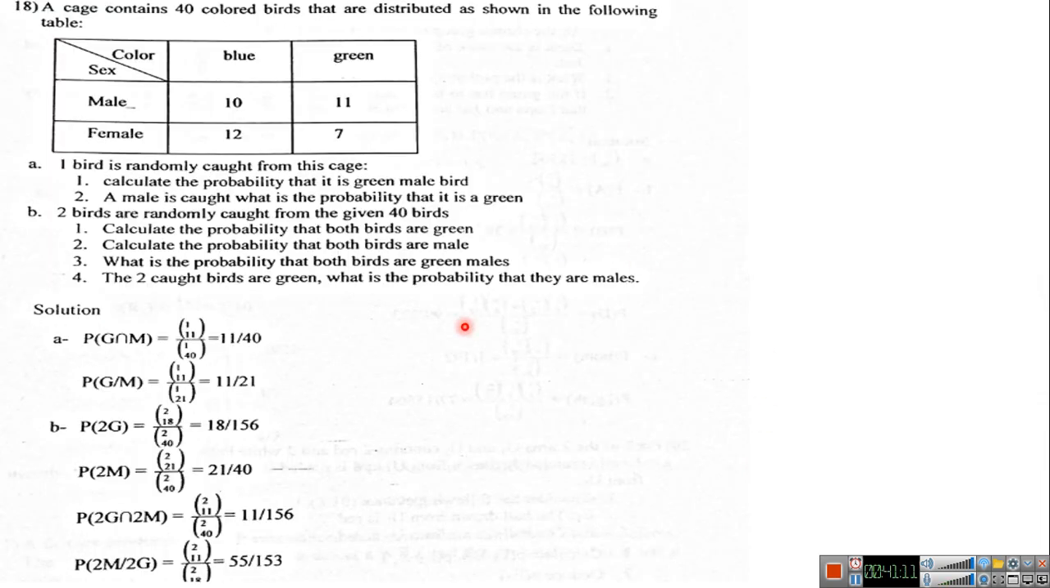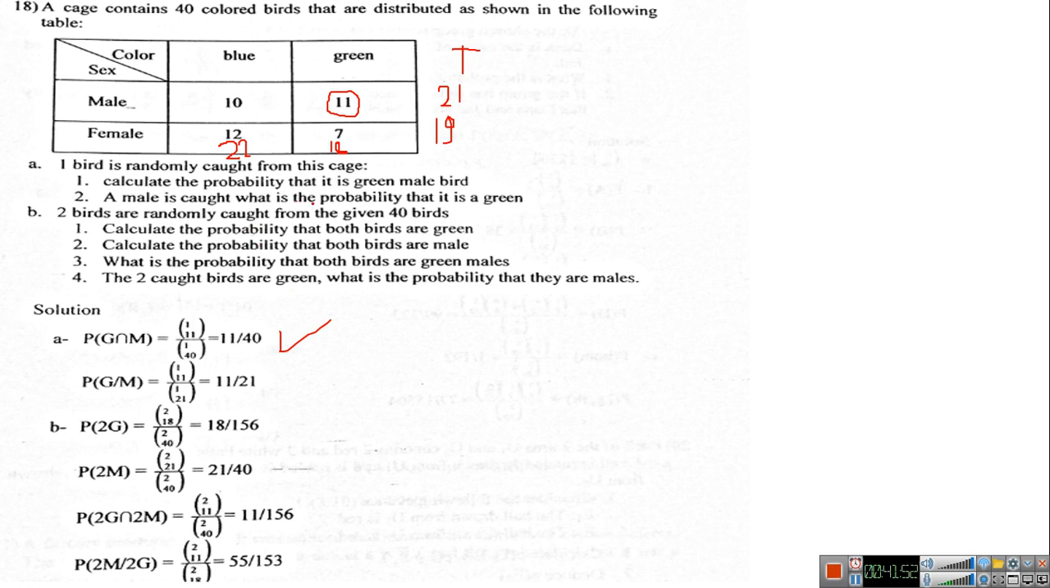Number 18. A cage contains 40 colored birds. So directly put the total. How many male do I have? 21. Female, 19. Here I have 22 blue and I have 18 green, and the total is 40. One bird is randomly caught. Calculate the probability it's a green male bird. Green male, so it's 1 out of 11 over 1 out of 40.